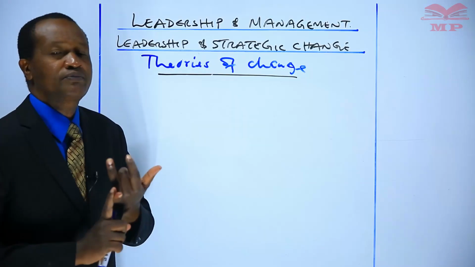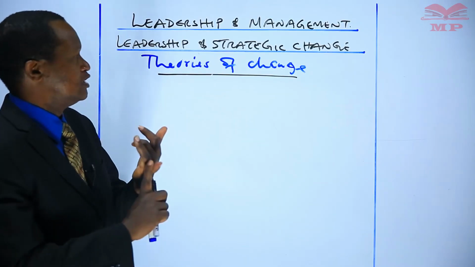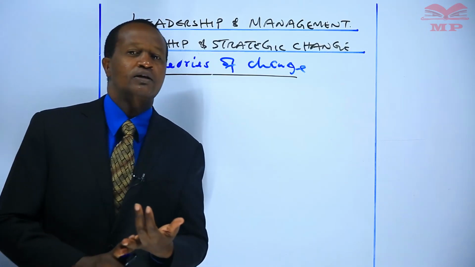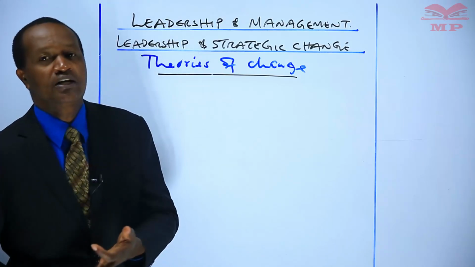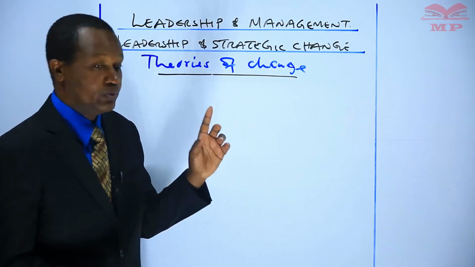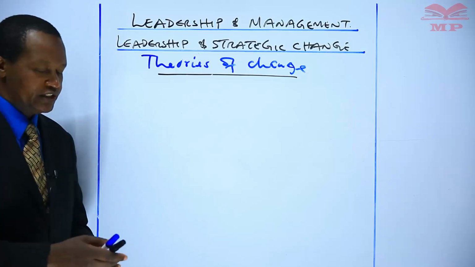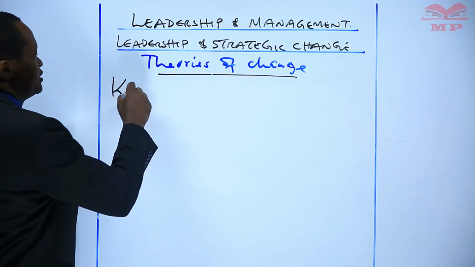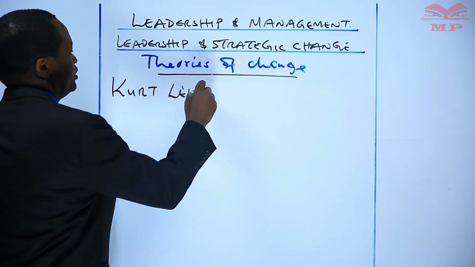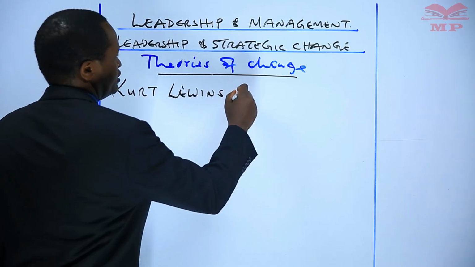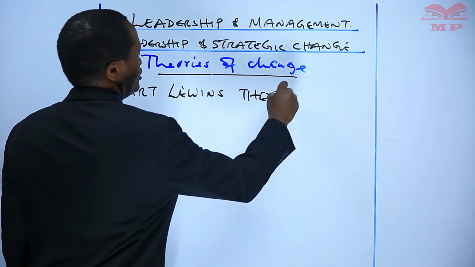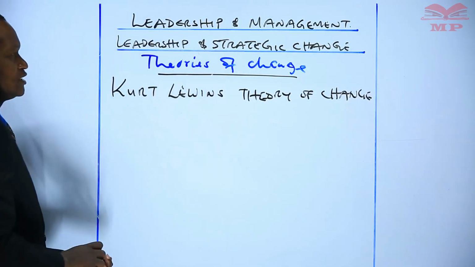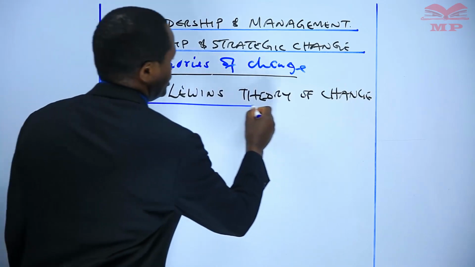So far we've studied Kotler's change management model. We've done McKinsey's model, the ADKAR model, the Kubler-Ross model. Today we will consider the last model, which is Lewin's, Kurt Lewin's theory of change.